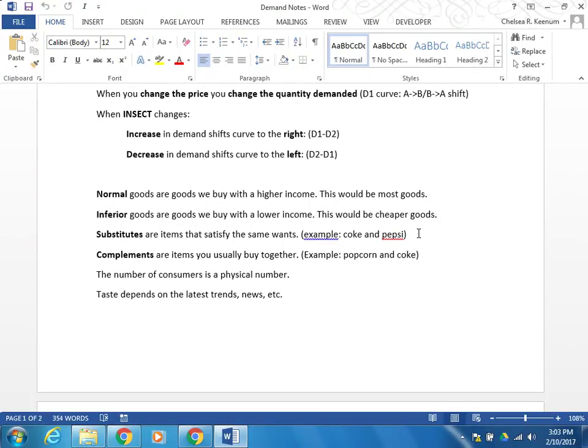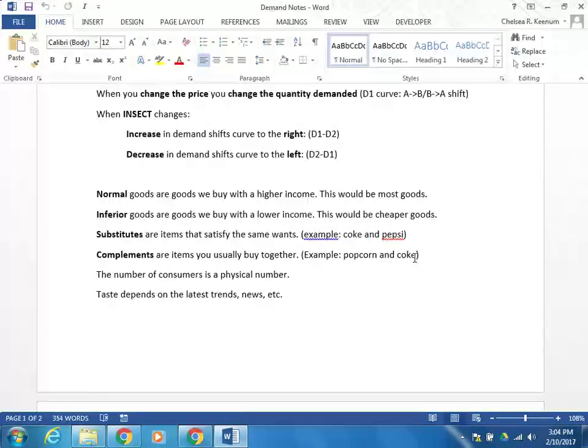You could also say gum, like Orbit and Extra. Okay, they both satisfy the same wants. Complements are items you usually buy together. Example, popcorn and a Coke. Okay, they go together. Pizza and a Coke. Crackers and soup. Just different things like that. Things that go together complement each other.